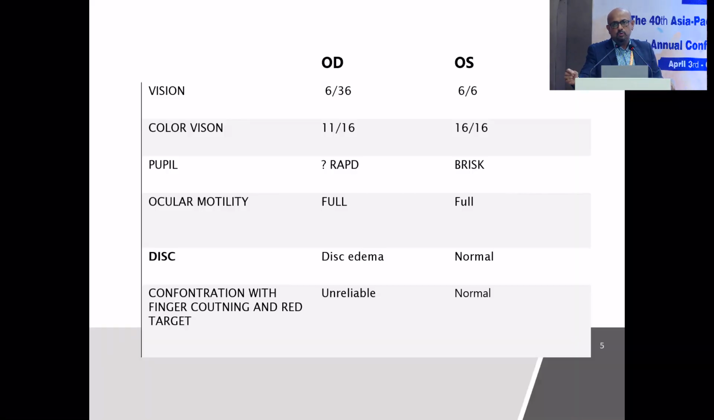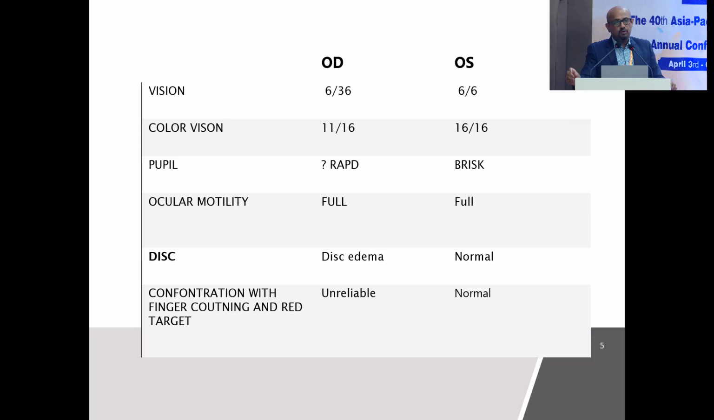We need to make sure that we don't miss out on RAPD, and for that we need to follow the steps. It has to be done in a dark room. The patient looks at the far object, not at you or at your torch. The full form of RAPD is relative afferent pupillary defect. You are comparing the health of one optic nerve versus the other.